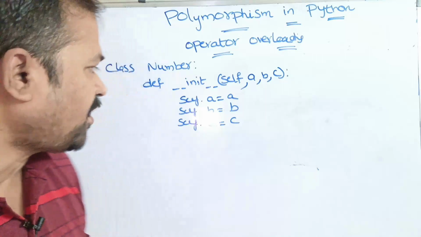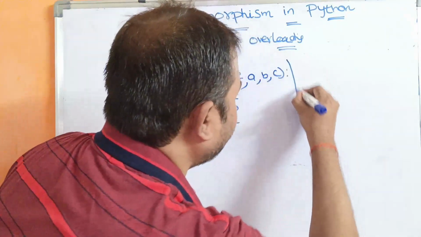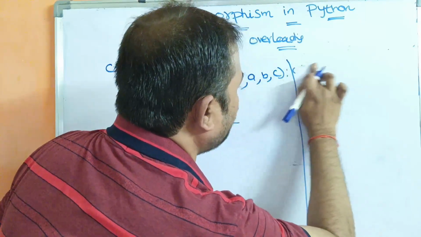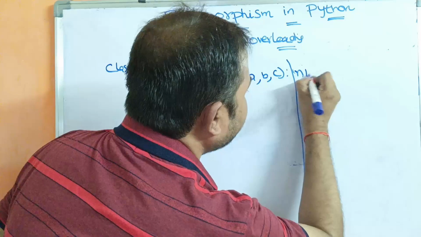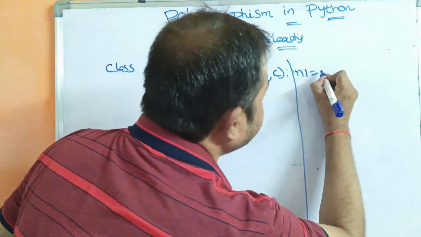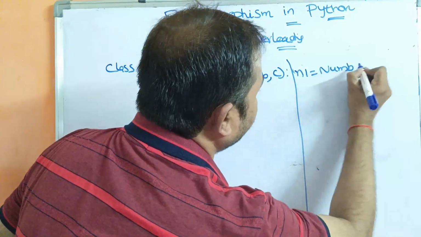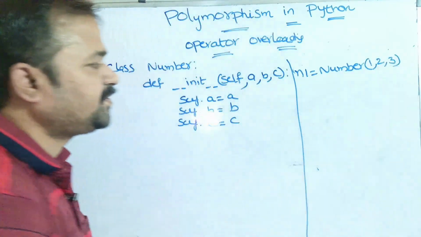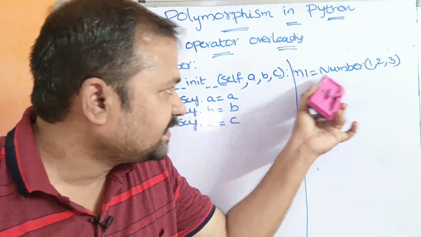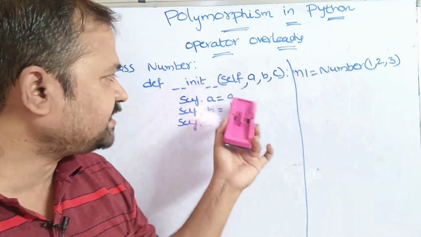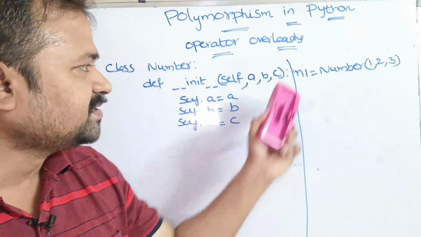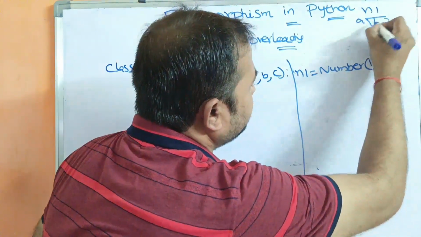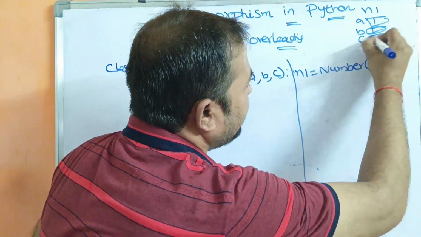Now let us create an object. So here I am creating the object. Let the first object name be n1. n1 is equal to, what is the name of the class? Number. So n1 = Number(1, 2, 3). Whenever the statement is executed, the control goes to the constructor. So in the n1 object, the value of a is 1, the value of b is 2, the value of c is 3.